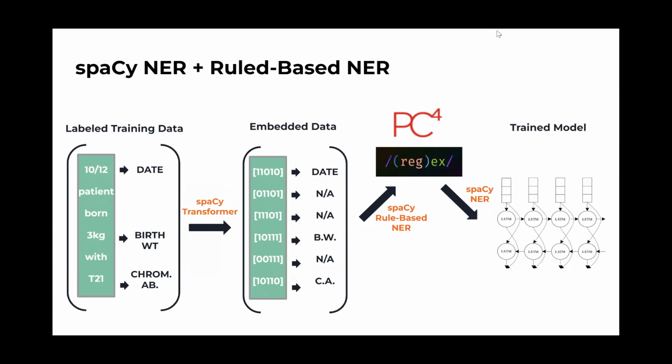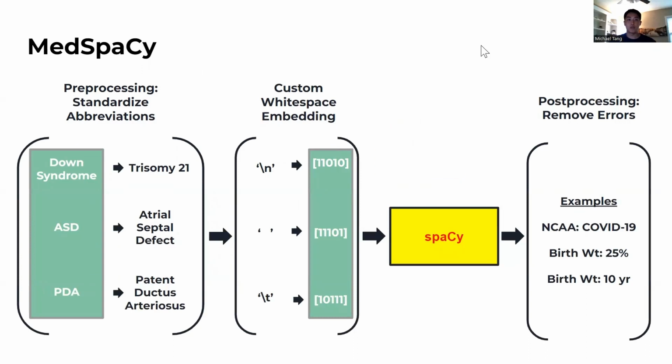This semester, we used medSpaCy, which is a wrapper around spaCy to tailor it for medical text. This wrapper lets us standardize medical abbreviations, which yields more consistent training data, as well as a custom whitespace embedder tailored for medical notes, which is useful as clinical notes are often irregularly structured. On the output side, this wrapper lets us filter out erroneous tags, such as the birth weight of 25%.